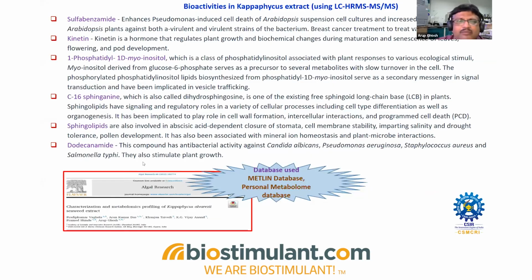Now, apart from this, we have done high-end, state-of-the-art liquid chromatography hyphenated with high-resolution mass spectrometry, and we found there are several other bioactive compounds which are also reported to have bioactivity in plants. For example, kinetin, myoinositol, phosphatidyl myoinositol, sphinganine, sphingolipids, dodecamide.